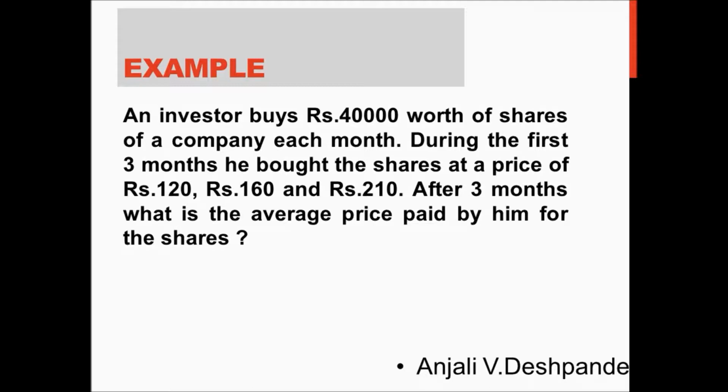So this is the data which is given to us. You can see over here there is an investor who buys 40,000 worth of shares of a company each month, and in the first 3 months, he has bought these shares at these prices: 120, 160 and 210. So after 3 months, what is the average price paid by him for the shares? Since the value of the shares is changing after every 1 month, the required average price per share should preferably be calculated by using the harmonic mean of the prices paid in the first 3 months.